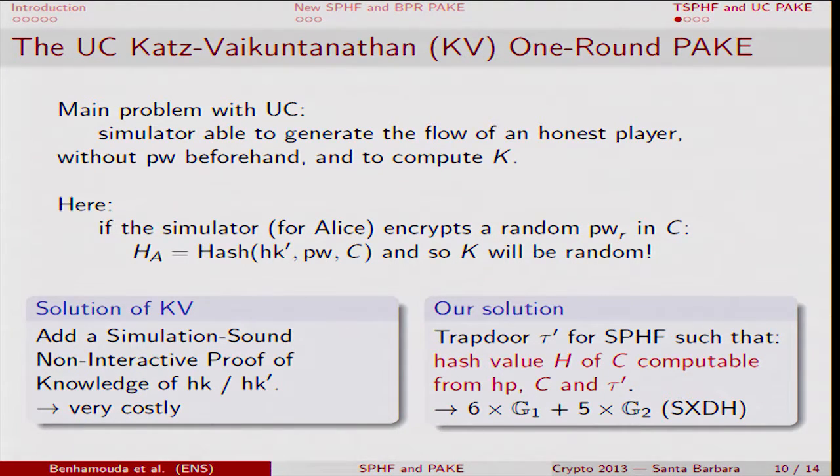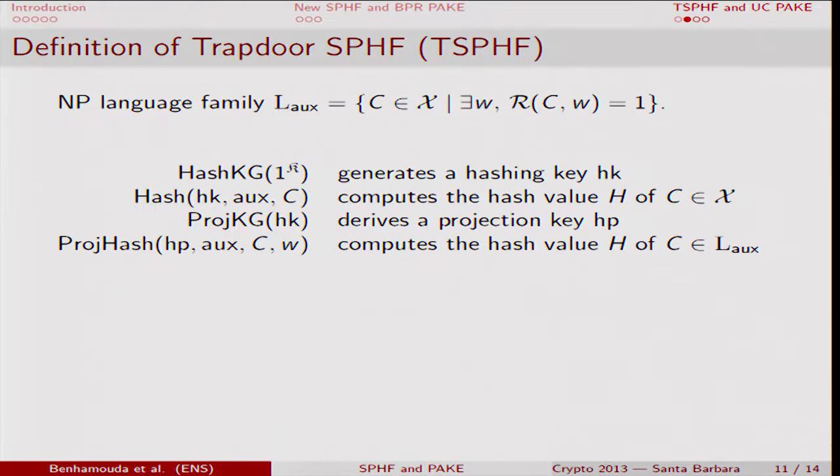We just need to have a trapdoor tprime, which enables us to compute the hash value H of any ciphertext C, given only HP, C, and this tprime. So in a way, our solution is to generalize the KV solution, and then we show how to construct efficiently such a trapdoor smooth projective hash function. And this yields the UC PAKE, which only requires 6 group elements in the first group G1 and 5 group elements in the second group G2 for the asymmetrical bilinear group. And this works under the SXDH assumption.